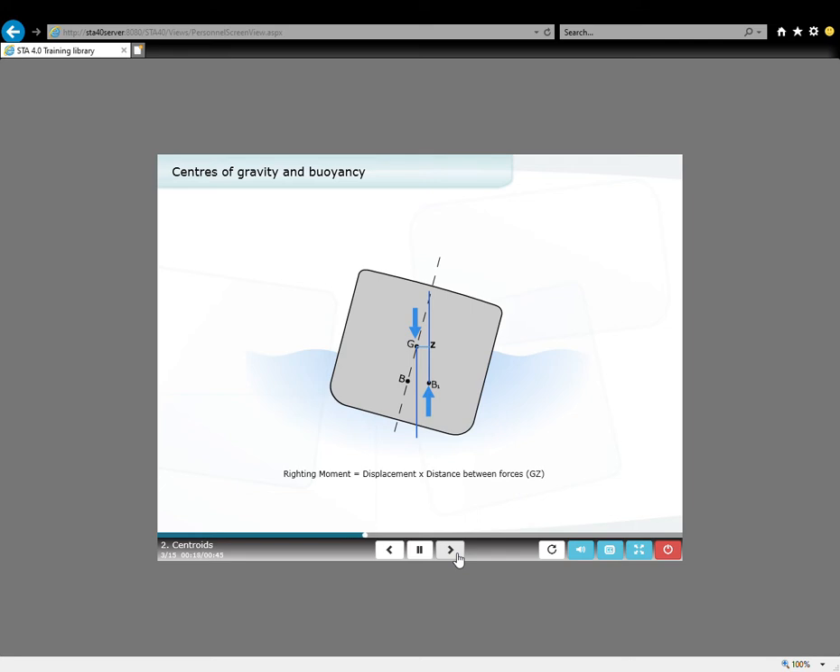When a vessel is heeled over by a wave, G remains on the center line, but the center of buoyancy moves off the center line to the new geometric center of the underwater volume. Since G and B are no longer acting in the same line, there will be a righting moment of displacement times their distance apart, trying to bring them back into the same vertical line and to return the ship to the upright equilibrium position.